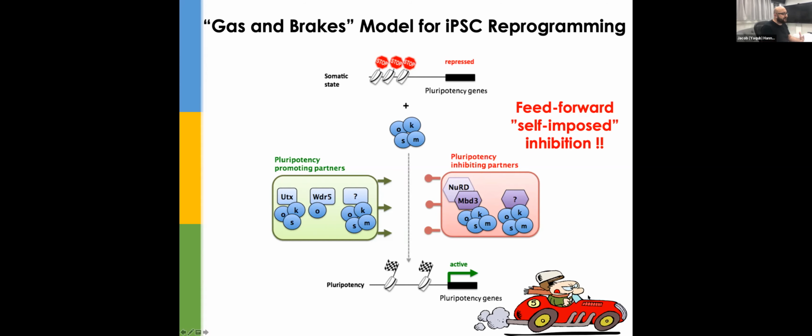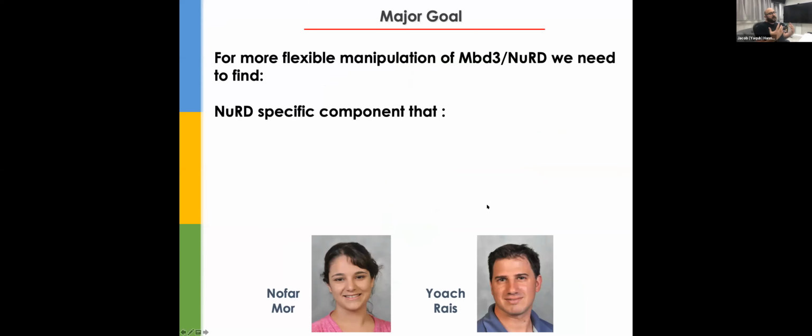There is the gas pedal, which is the green on the left here, but also there is the brakes pedal. And if you step on both of them at the same time, the car most of the time doesn't drive and spins around. So you need to have this coordinated, and the repressors need to be neutralized at the right time and at the right level. And this is where we ended there.